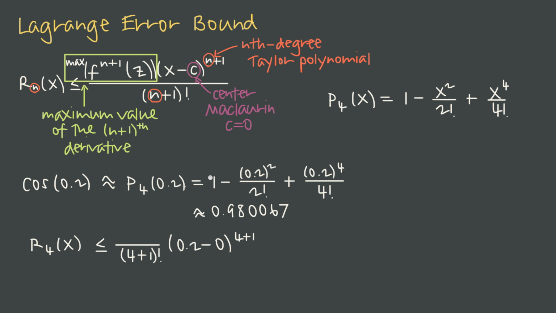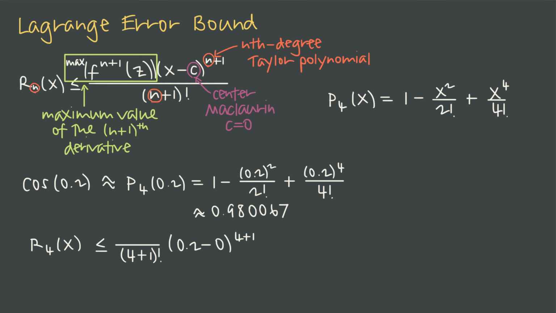The remainder, or the error, of the 4th degree Maclaurin polynomial has to be less than or equal to, in the denominator here, we have n equals 4 because it's the 4th degree polynomial. So we have 4 plus 1 factorial. And then, because we're approximating at x equals 0.2, we plug 0.2 in here for x. C is the center point. This is a Maclaurin polynomial, so c is 0. And then that exponent is still 4 plus 1. So this part is really easy. The only thing that's left is this maximum value of the n plus 1th derivative.